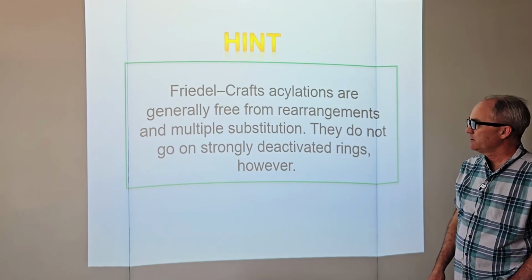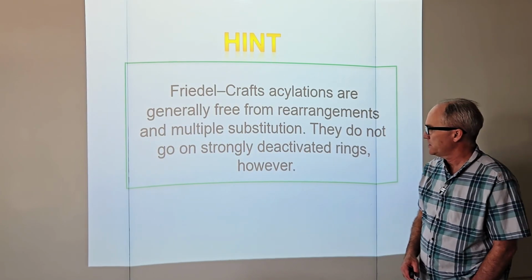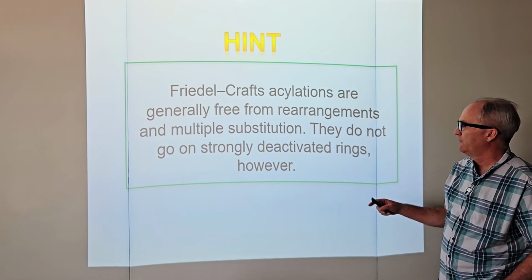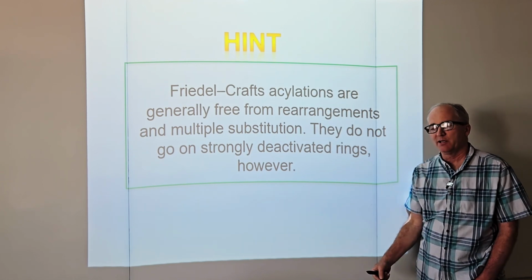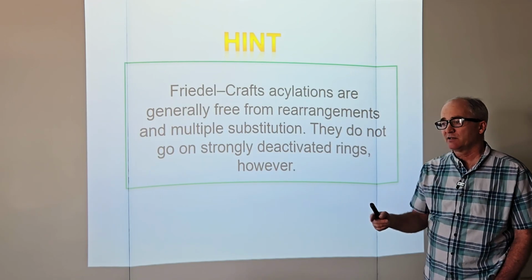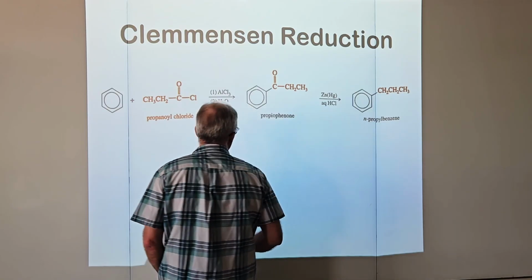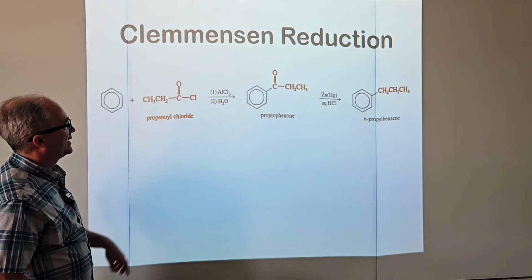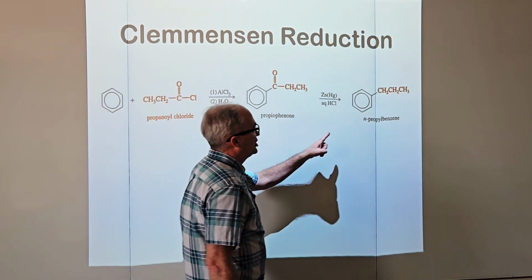So Friedel-Crafts acylations are generally free from rearrangements and multiple substitutions. They do not go on strongly deactivated rings, however. That means you can't put a nitro group on and then do a Friedel-Crafts acylation. You can do the Friedel-Crafts acylation and then put a nitro group on. So when we ended Monday, or that first slide we shot today where we had propyl chloride and we didn't get our straight carbon chain.